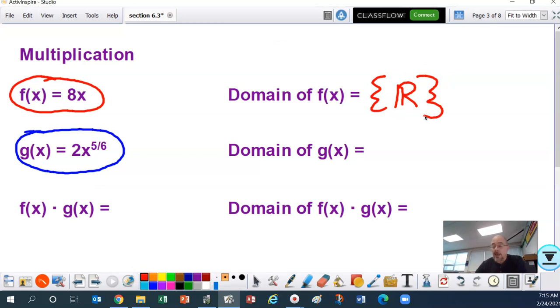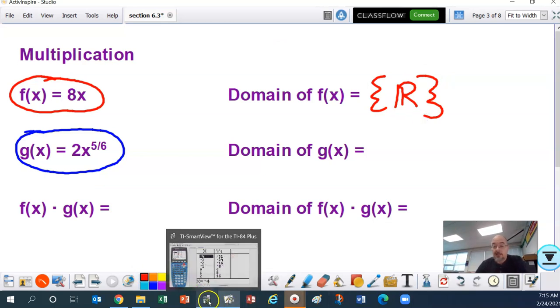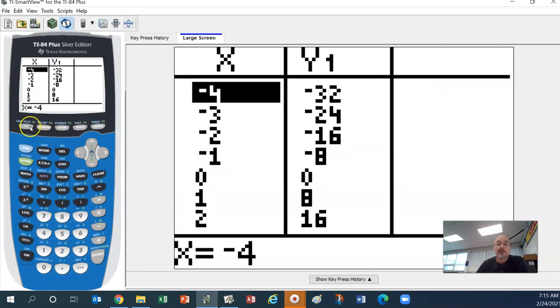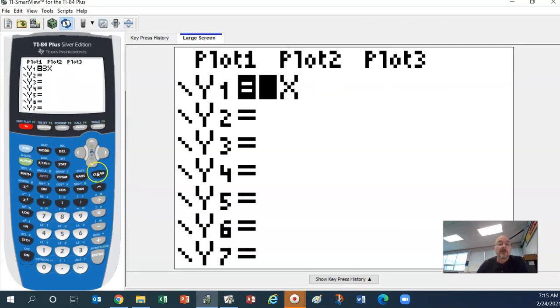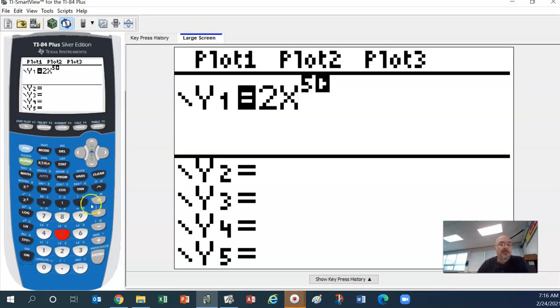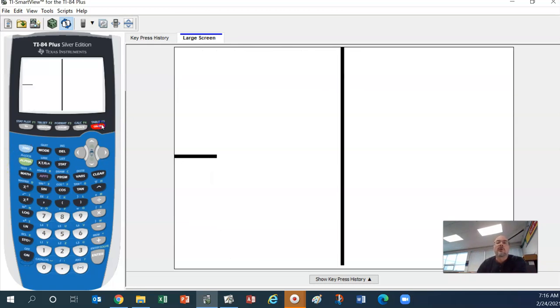Now, the next one, however, this is why you need to check these. The next one is going to be a bit different. Let's take a look at it. So let's type in 2x raised to the 5/6 power. Now, just a reminder, if you've got an old calculator, you have to put that fraction in parentheses if you are using an older handheld calculator, because otherwise it doesn't know that that's a fraction. All right, so now I'm going to look at the graph.